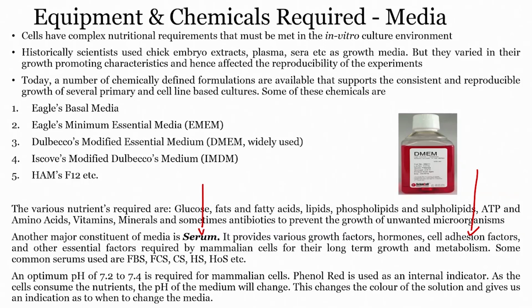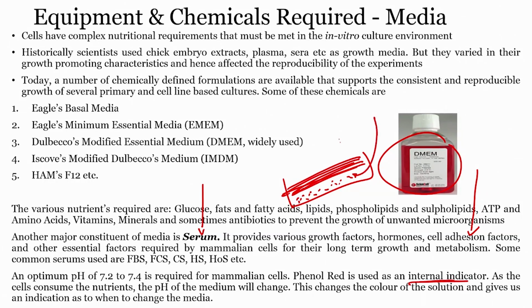Now, another point is the pH. The pH should be between 7.2 to 7.4 for the mammalian cells to survive, right. So, phenol red is used as an internal indicator as the cell consumes the nutrition. If you load the cell and load the nutrition on the cell, which is your DMEM, the phenol red is added as an internal indicator. What does that mean? That as the cell consumes the nutrition, this red color changes to yellowish or light brown in color.